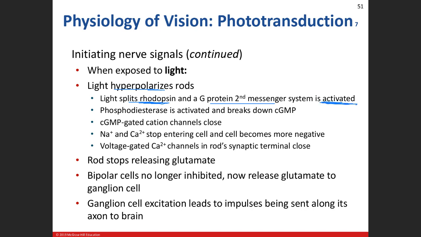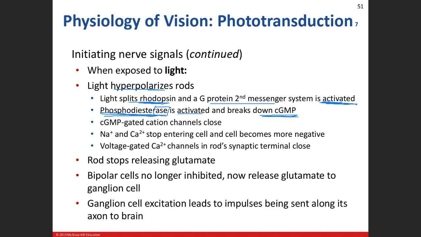Remember what I said? Secondary messenger systems involve something on the outside of the cell stimulating something in the plasma membrane, and then activating something on the inside of the cell. That's what happens. We're going to activate this ase. What is that? That's an enzyme. That's right. Booyah. Phosphodiesterase. This enzyme is going to activate and break down cyclic GMP. That's the problem.